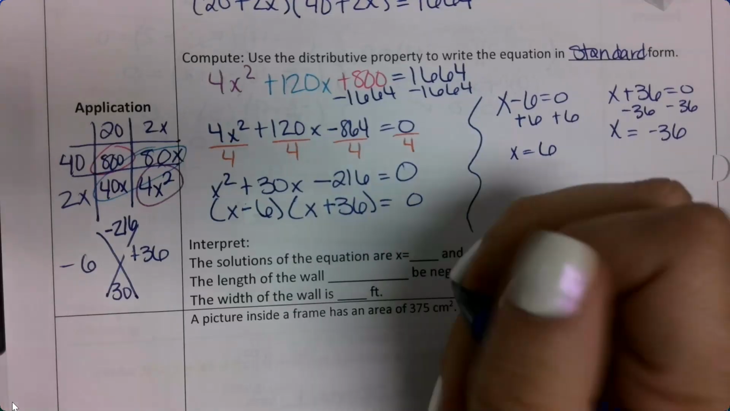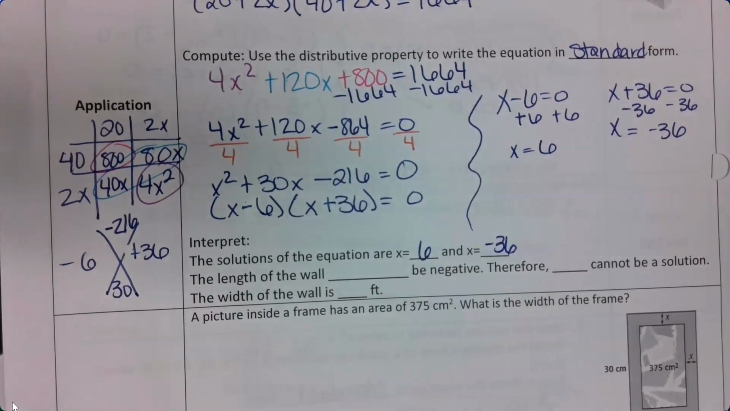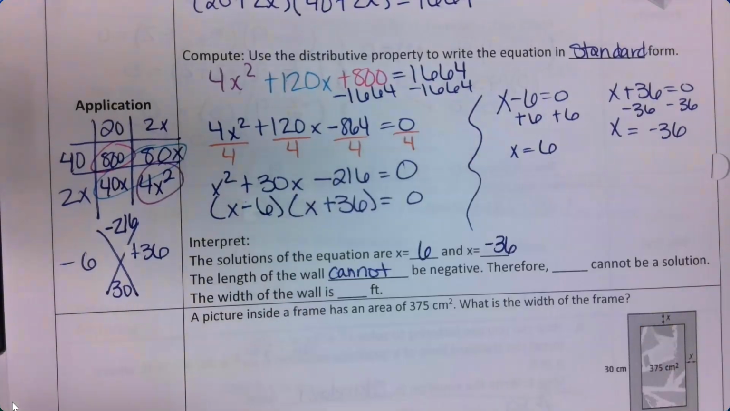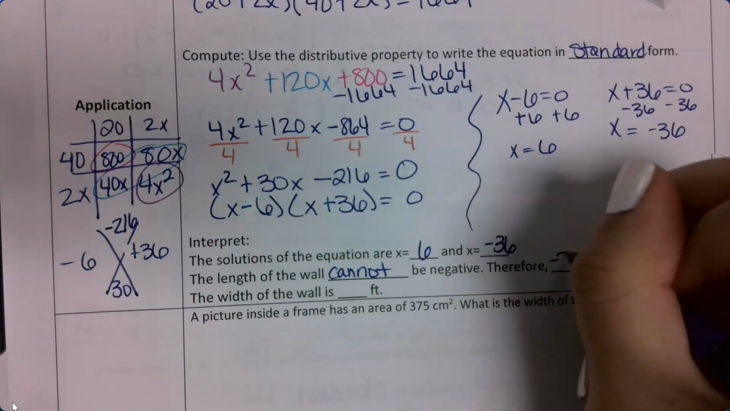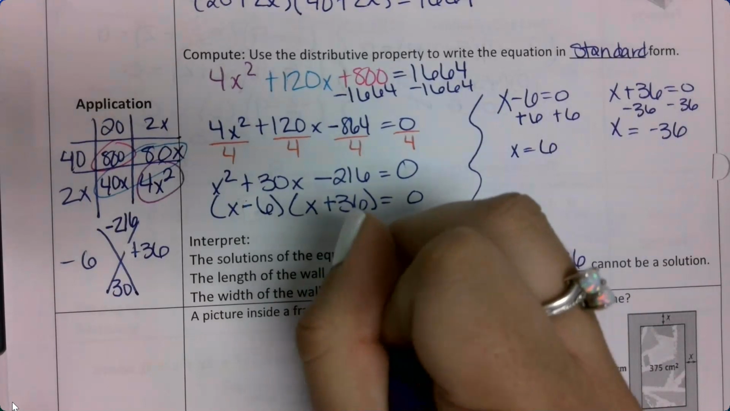Okay, so my solutions are positive 6 and negative 36. Remember, we're talking about the thickness of a wall. Does it make sense for a wall to be negative? No, so the length of a wall cannot be negative. Therefore, negative 36 cannot be a solution. So my answer has to be just the 6.